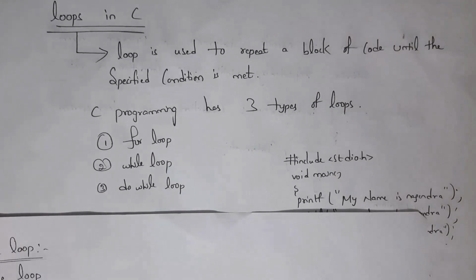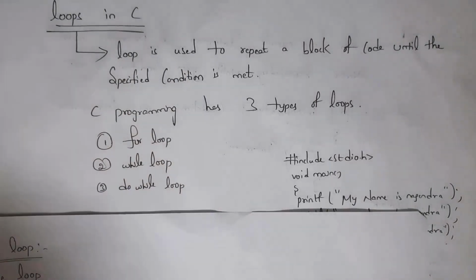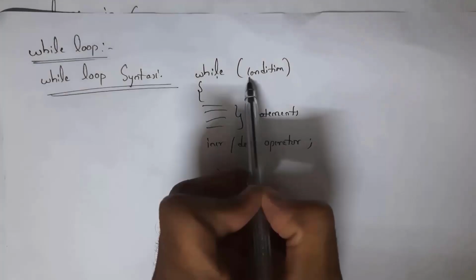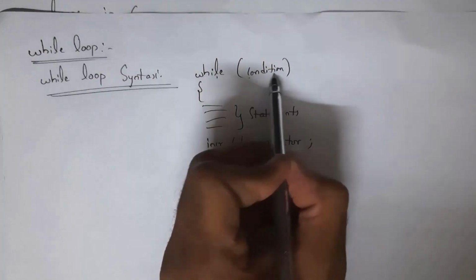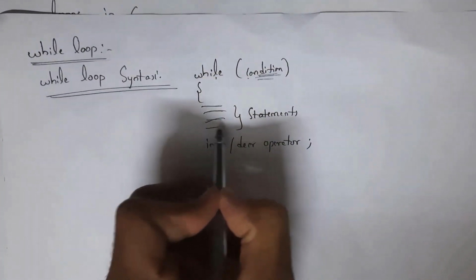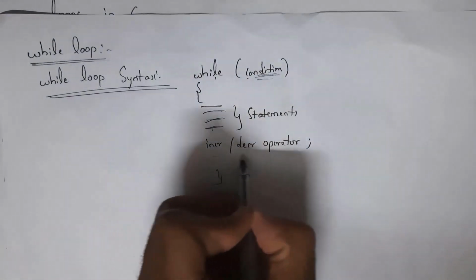Next I will explain the while loop. Guys, this definition is the same for all these 3 loops. So you can write this definition for the while loop. This is the syntax for the while loop. At first you need to write while and inside brackets you need to give the condition. Until this condition is satisfied, whatever statements are present inside this while loop will be executed. Guys, definitely you need to give here an increment and decrement operator.